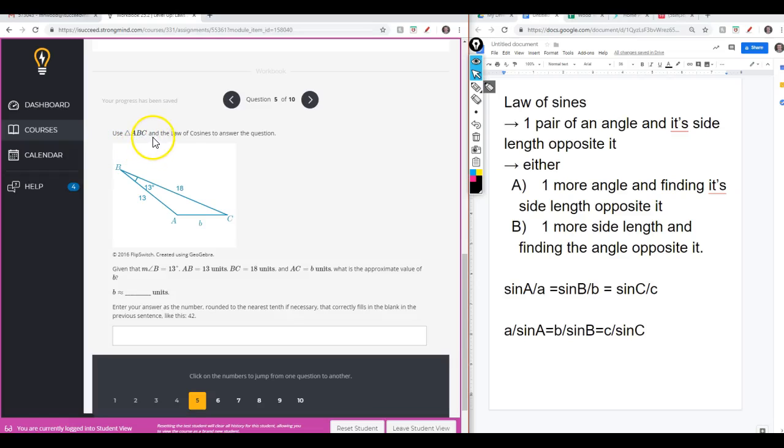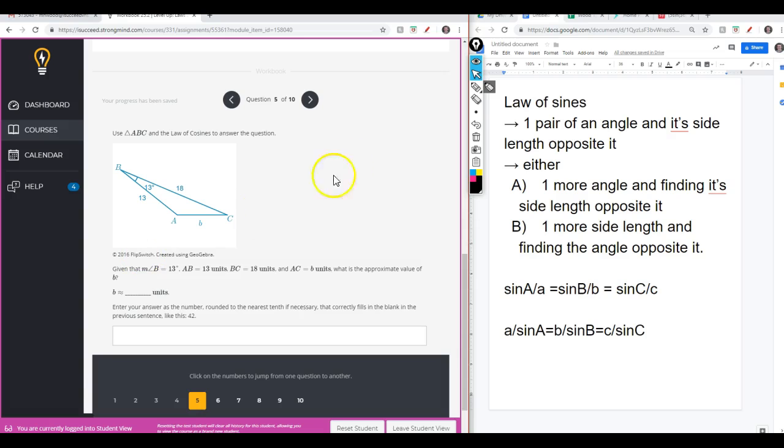Alright, use triangle ABC and the law of cosines to answer the question. Given that the measure of angle B is equal to 13 degrees, the length of AB is equal to 13 units, the length of BC is equal to 18 units, and the length of AC equals B units, what is the approximate value of B?